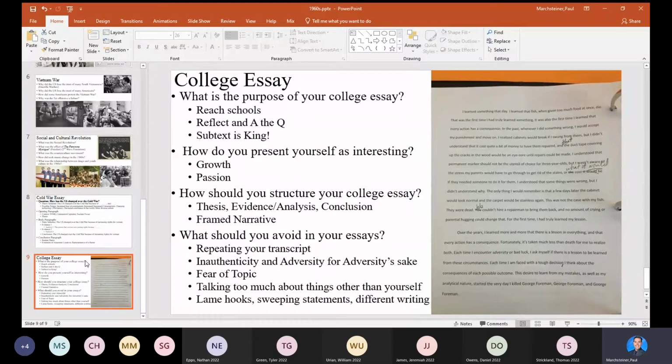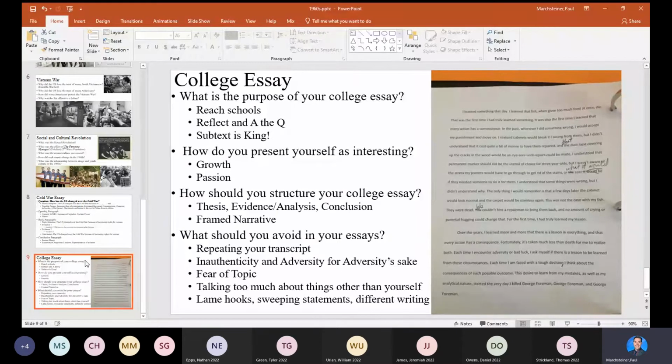When you guys get a college essay, there's a question. It's usually not just saying write a college essay. It's usually like, give me a time in your life when you've done this. Or tell me a story about this part of your life. Those usually are the questions.